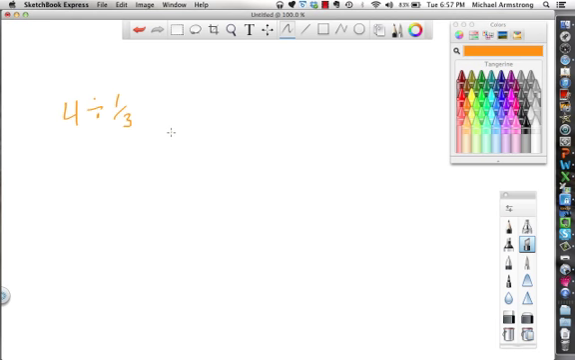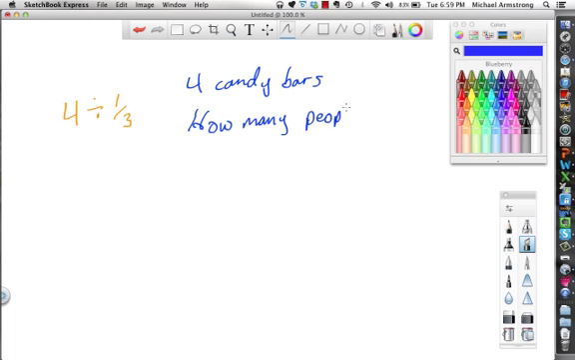So let's say we have, I like candy bars, say we have 4 candy bars. Okay, let's just make sure we get this right. 4 candy bars, and we want to divide them into thirds and find out how many people we can serve. So the question might be, we have 4 candy bars. How many people can we share with? Hopefully you can read my handwriting.